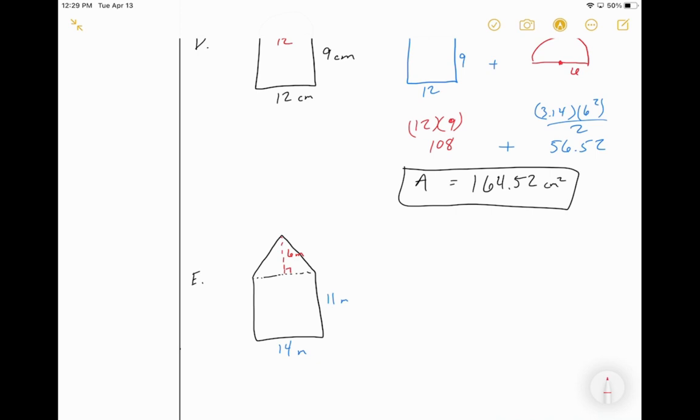You're finding the area of the whole shape. Find the area of the whole shape. So it's kind of like the last ones, just instead of the semicircle at the top, you've got a triangle on top. Excellent, excellent.